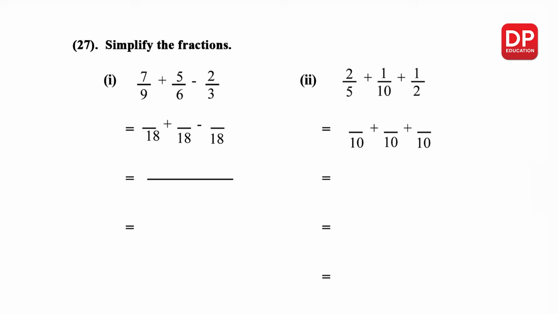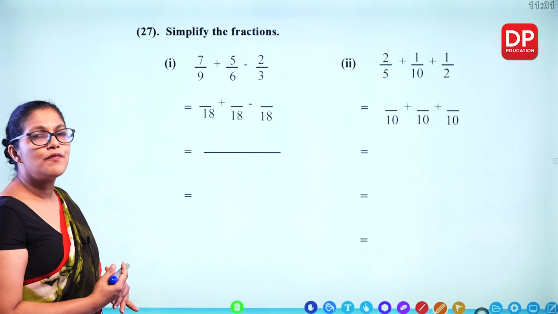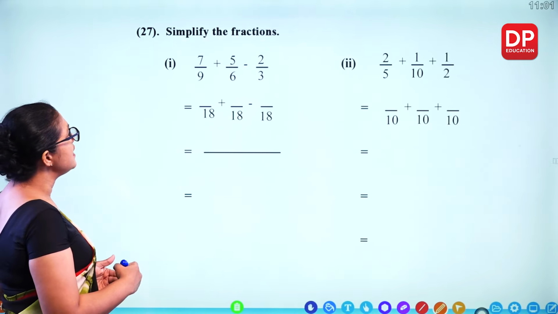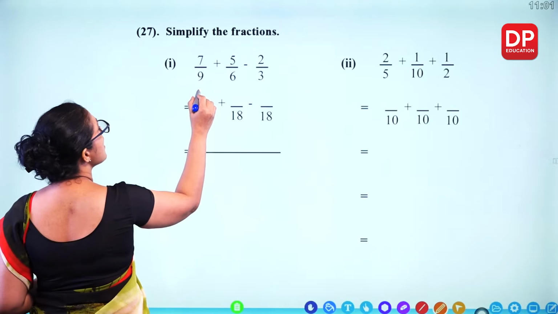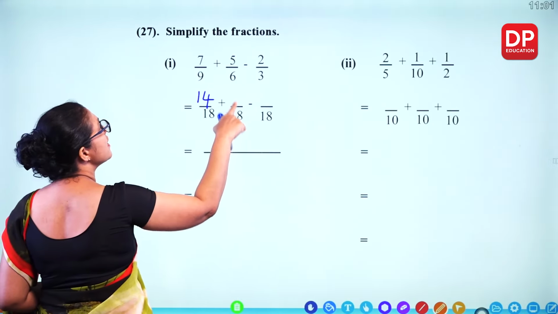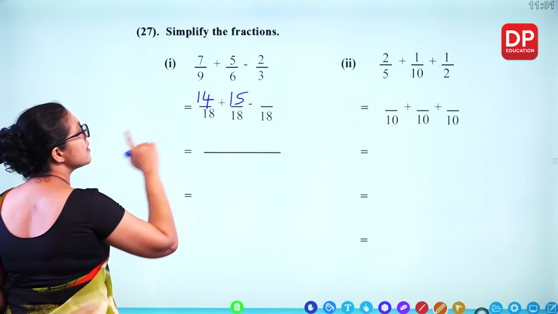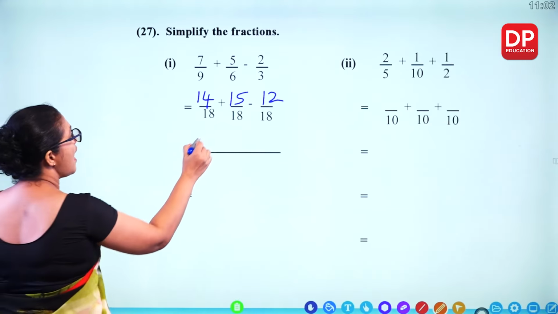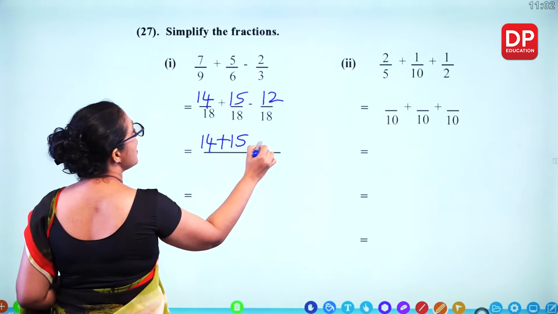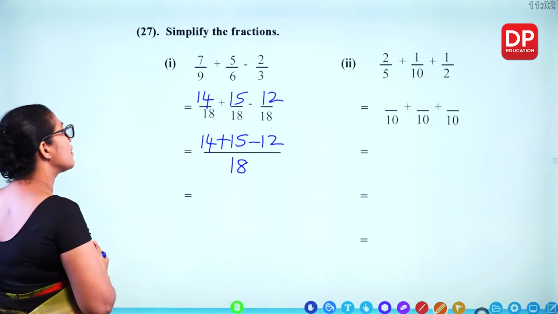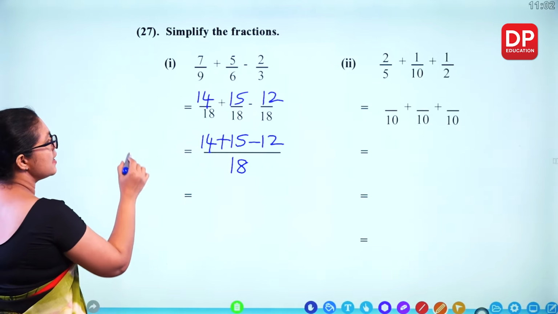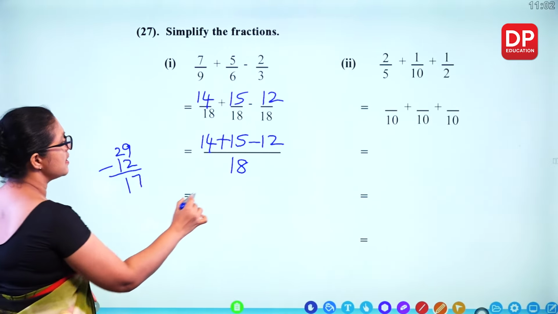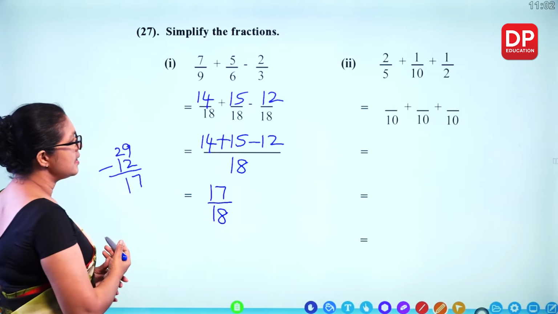Simplify the fractions. Now you get 3 fractions, but you have to convert to the same common denominator. 9, 6, 3. The common one is 18. 9 times 2. So 7 times 2, 14. 6 into 3. 5 times 3, 15. 3 into 6. 6 times 2, 12. After that, just add and subtract. Add these two and subtract 12. So what's the answer? 14 plus 15. You get 29. Subtract 12. 17. So 17 over 18.